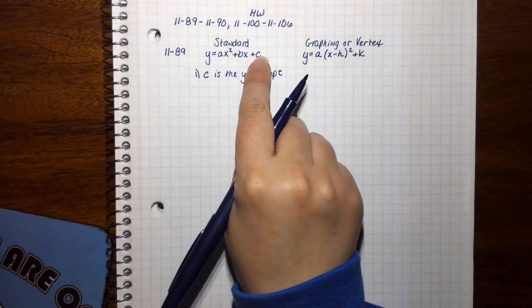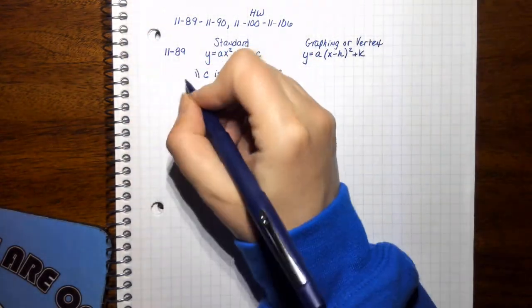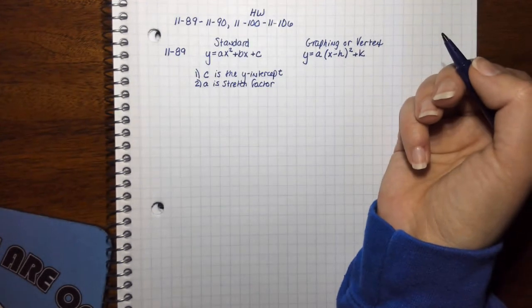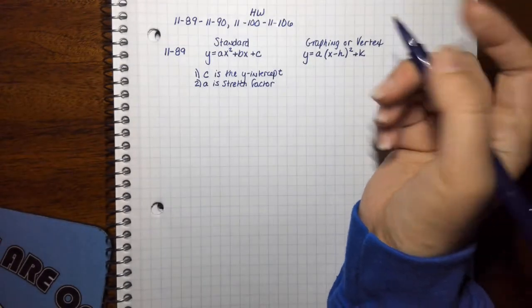Okay, so to start with this standard form, the easiest thing that I notice is that c is the y-intercept. So if you're looking for the y-intercept, standard form is the easiest. You can just get the constant on the end. a is the stretch factor. Otherwise it takes a little bit of work to graph. If you're looking for the x-intercepts, this is the form that you want to be in.